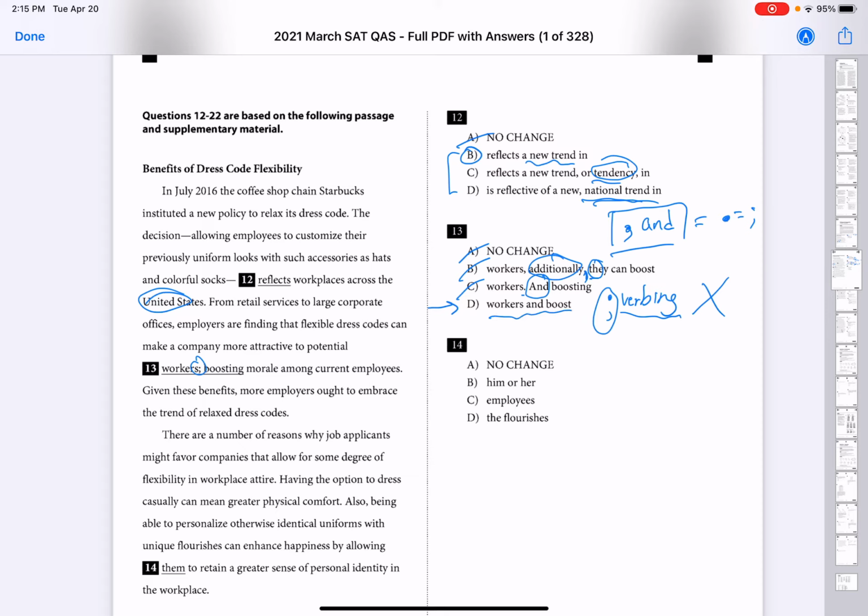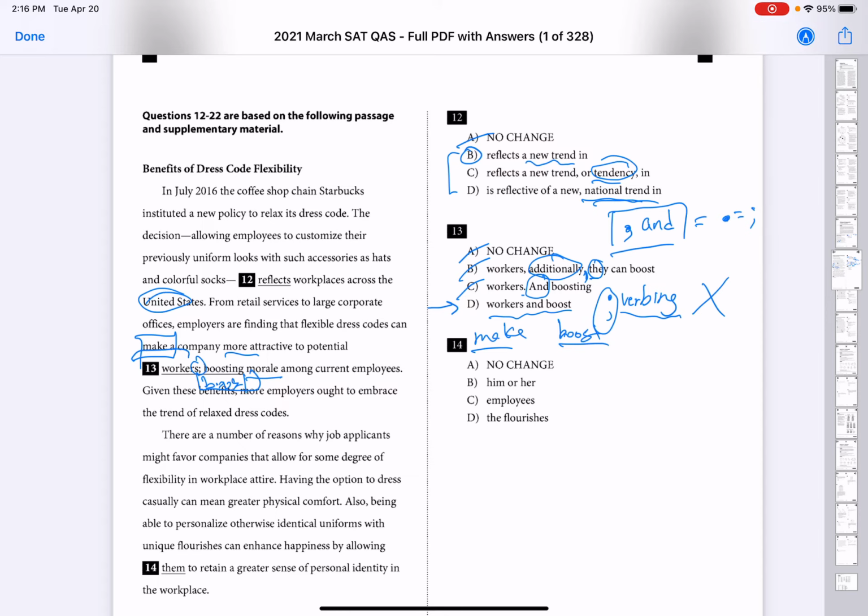Employers are finding that flexible dress codes can make a company more attractive to potential workers and boost morale. Okay, so you make a company more attractive and you boost morale. So there's a parallelism here: two verbs in the same format, make and boost. Both verbs are in the same format. The answer should be D for number 13.